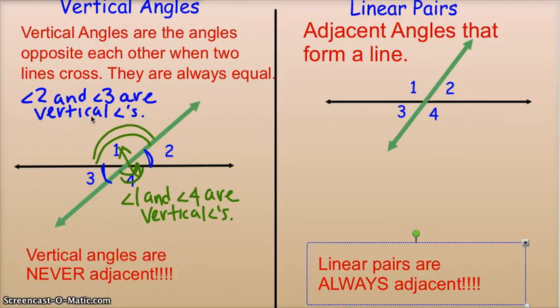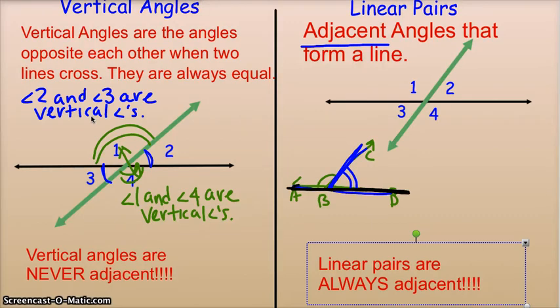Linear pairs. Linear pairs are adjacent angles, meaning they have to be side by side, that form a line. Here's one particular diagram of two lines intersecting, but a linear pair could also look, for instance, like this. Let me put some points on here so I can talk about it. I have two angles that are adjacent, meaning they are side by side, share a side, share a vertex, and when it says they form a line, together they create that line, which is 180 degrees.